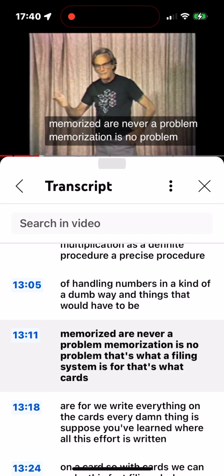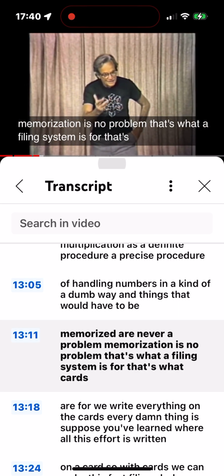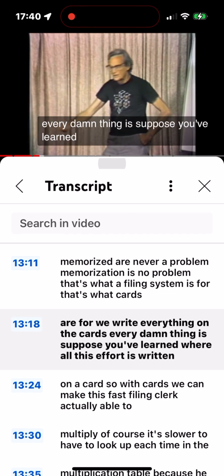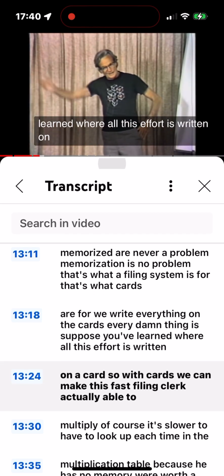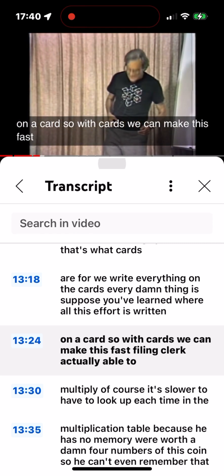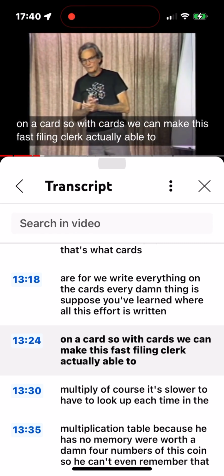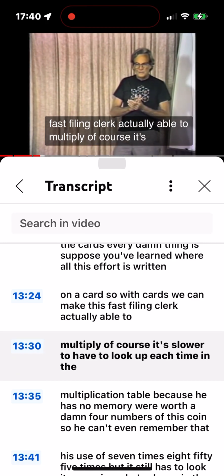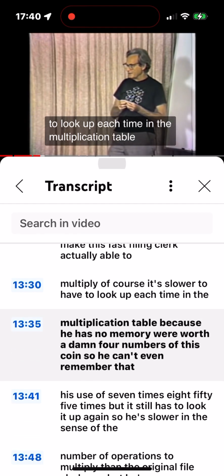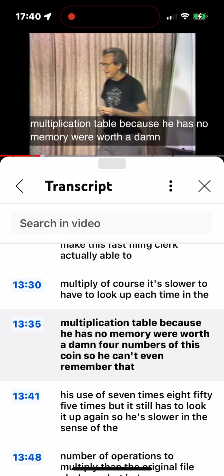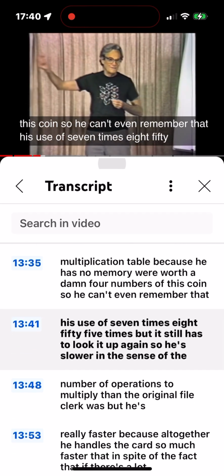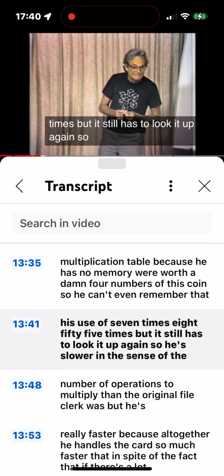Memorization is no problem. That's what a filing system is for. That's what cards are for. We write everything on the cards. Every damn thing you've learned for all this effort is written on a card. So with cards, we can make this fast filing clerk actually able to multiply. Of course, it's slower to have to look up each time in the multiplication table, because he has no memory worth a damn for numbers, this guy. So he can't even remember that he's used the 7 times 8 55 times, but he still has to look it up again.